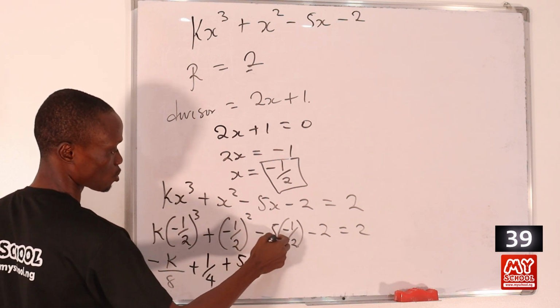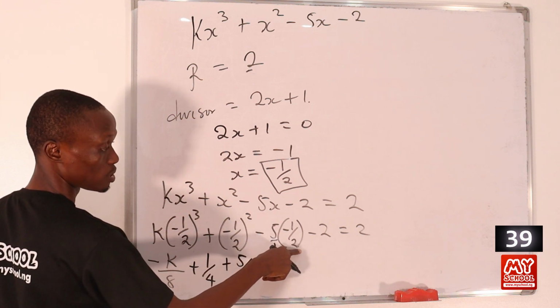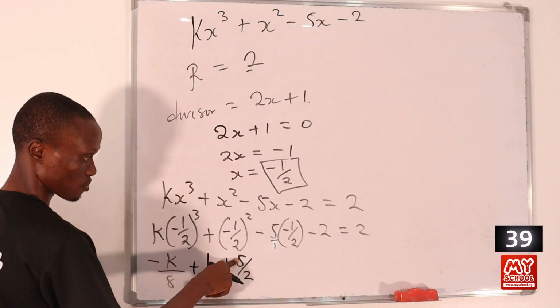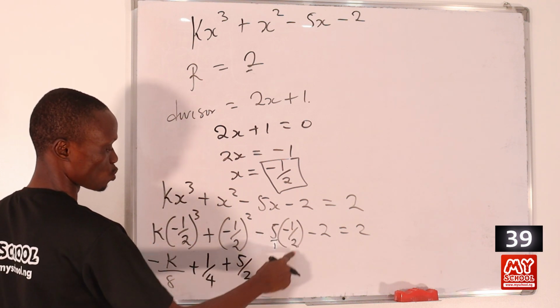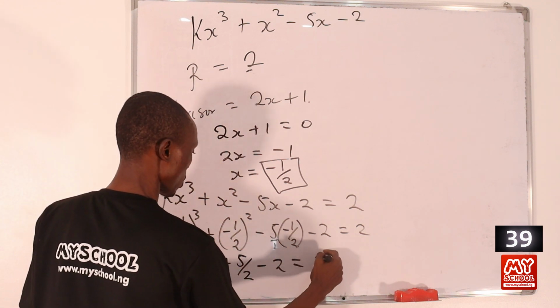Okay, because this 5 is also over 1, so numerator will multiply numerator and denominator will multiply denominator. So minus 5 will multiply minus 1 to give us 5, and 1 will multiply 2 to give us 2. Then minus 2 is equals to 2.